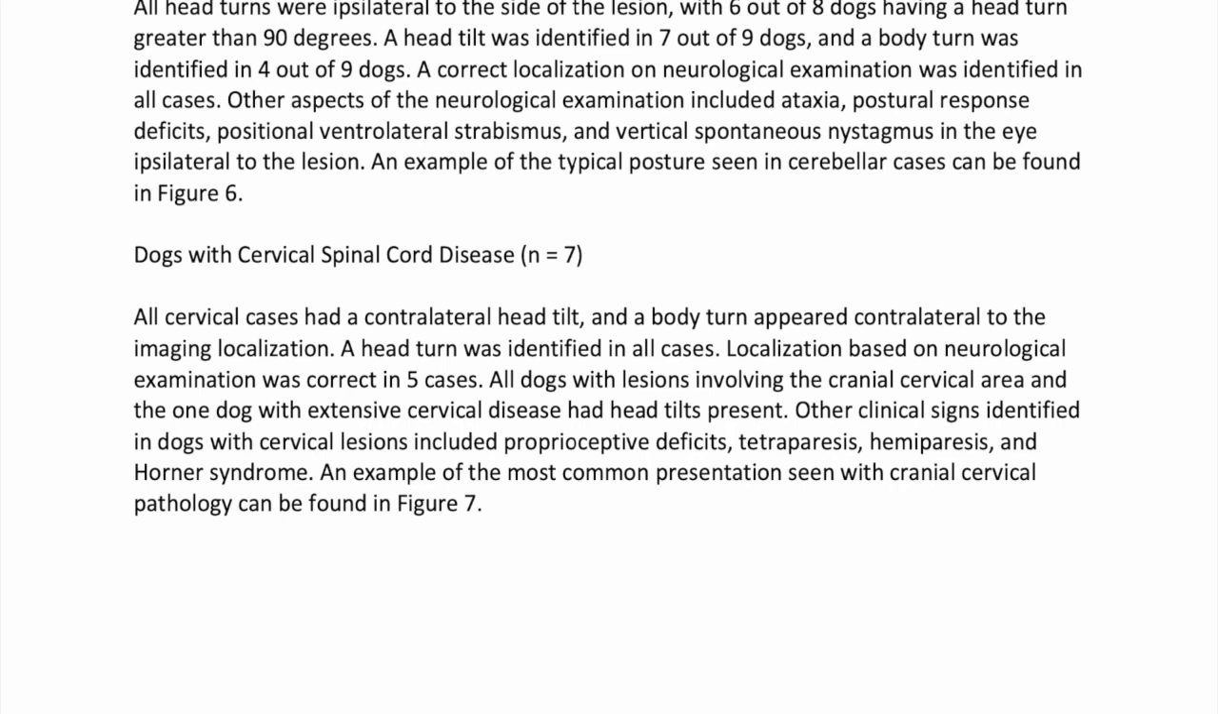Other aspects of the neurological examination included ataxia, postural response deficits, positional ventrolateral strabismus, and vertical spontaneous nystagmus in the eye ipsilateral to the lesion. An example of the typical posture seen in cerebellar cases can be found in Figure 6.